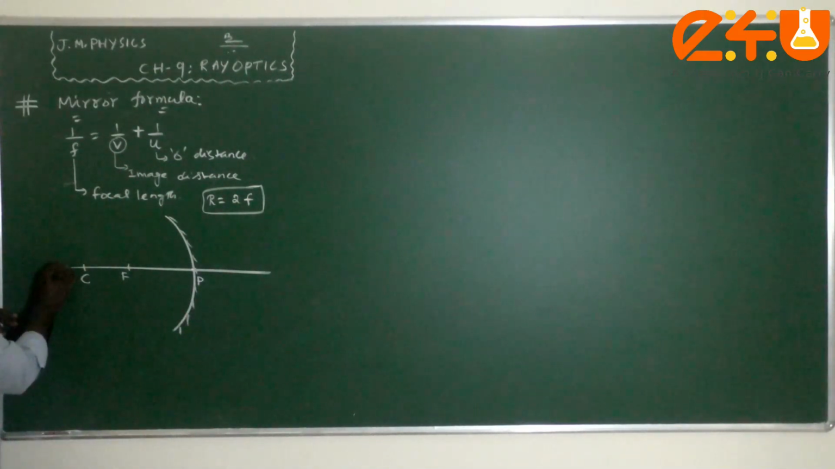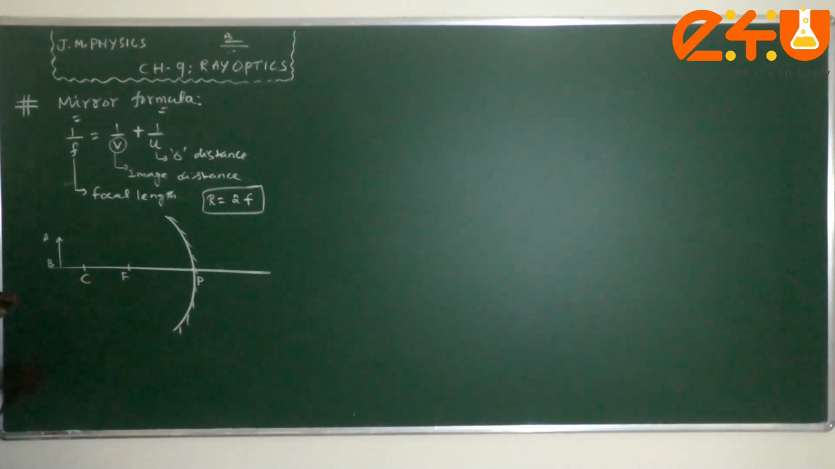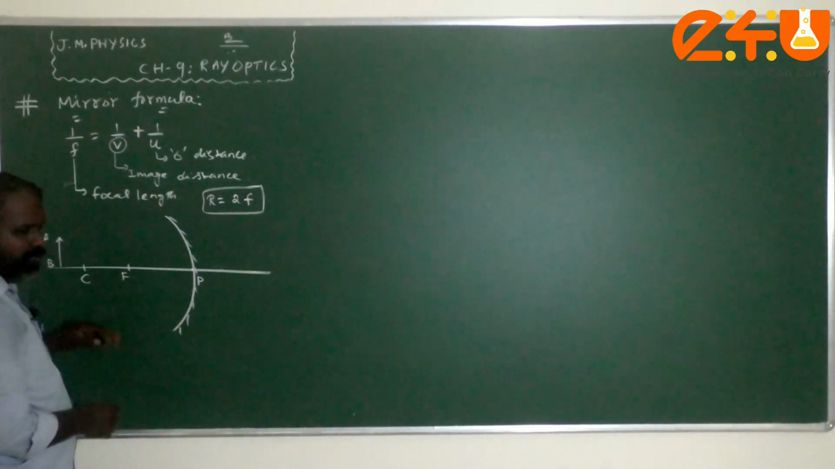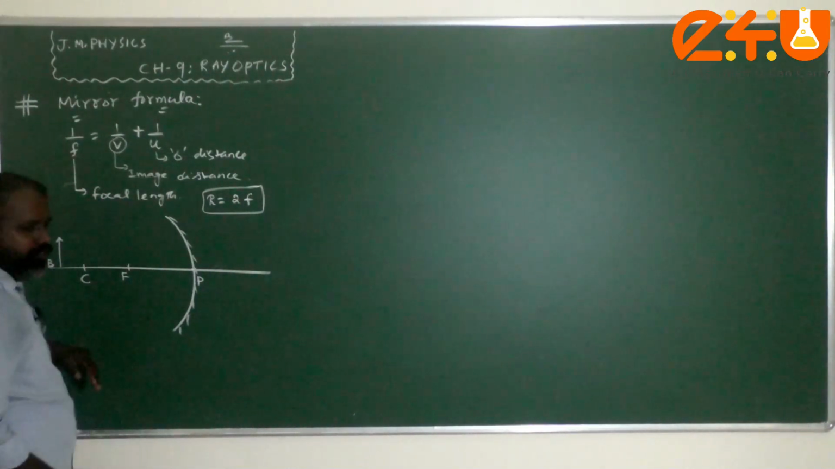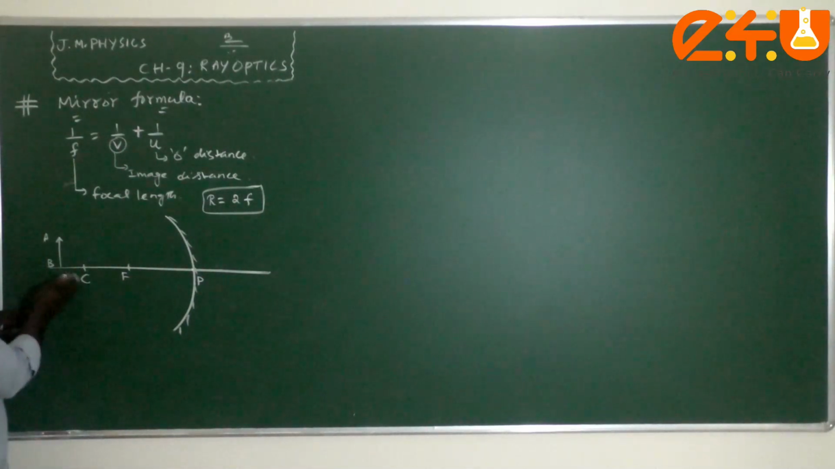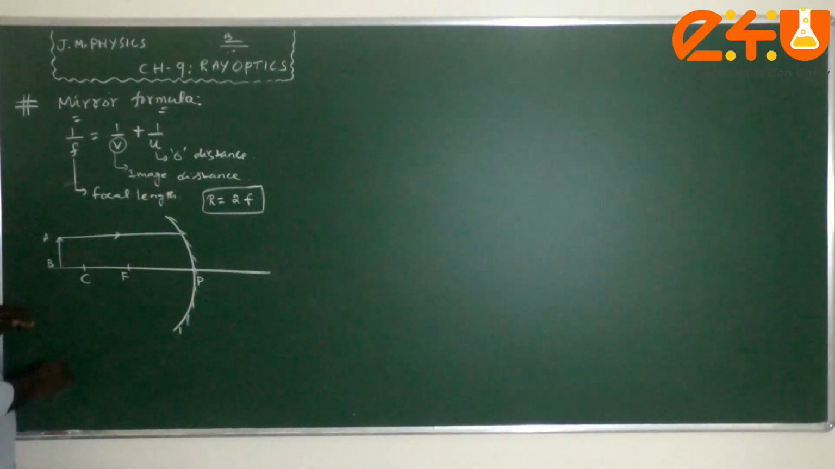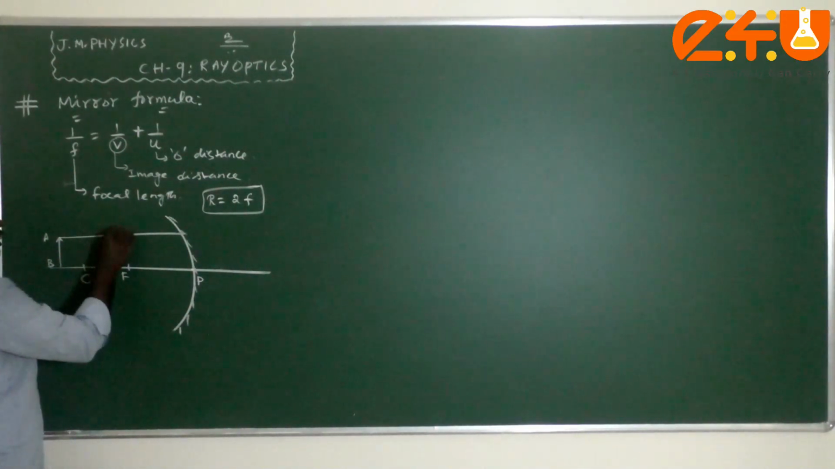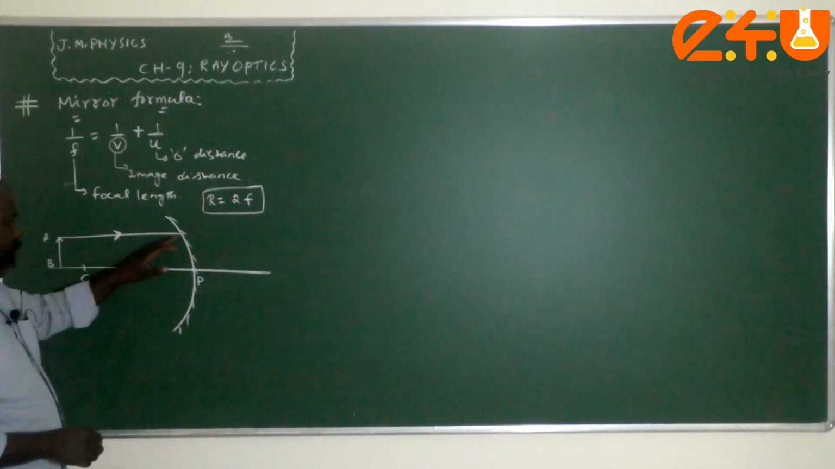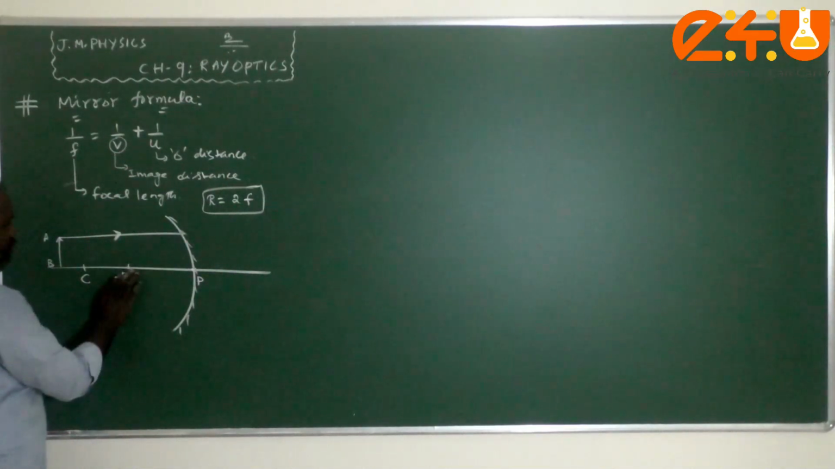Now please see that. Suppose you are keeping a real object behind C. You can take any position of the object to derive it, because it is true for any image position, but for our convenience I take the object beyond C. As we discussed in the earlier videos, when the object is beyond C, the image forms where, children? Between C and F.